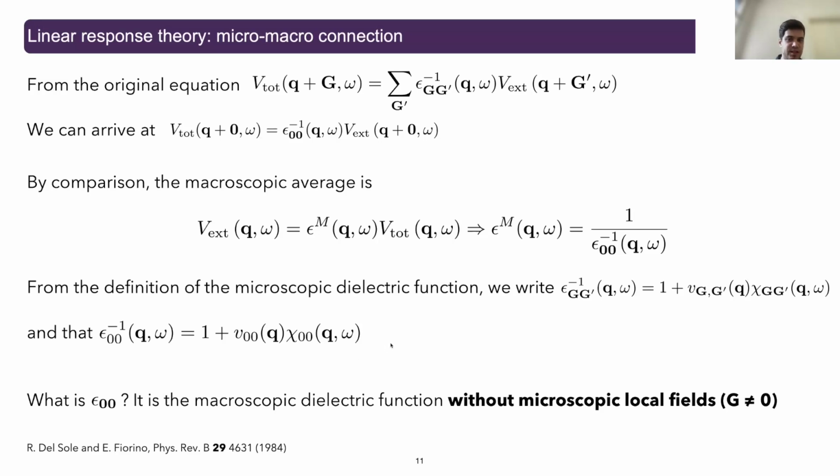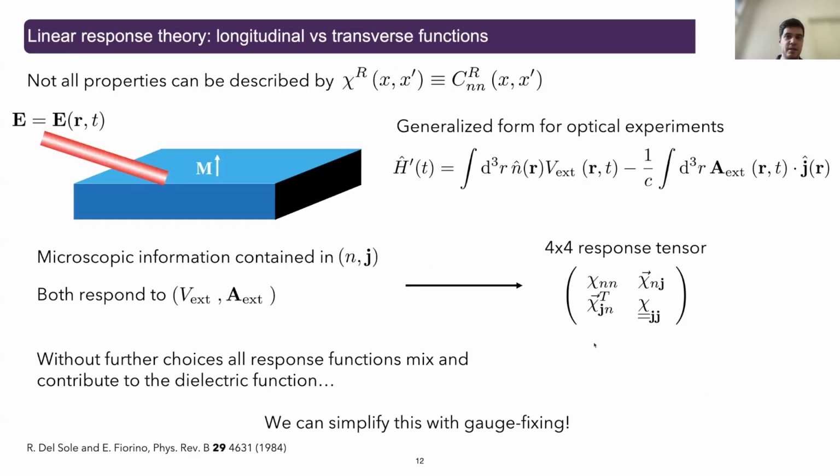So what is actually inside epsilon naught naught? This is the macroscopic dielectric function, but without any contributions from local fields. That is to say, contributions from Coulomb interactions from other elements outside of the first Brillouin zone.